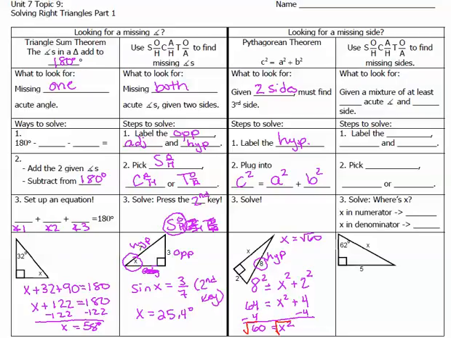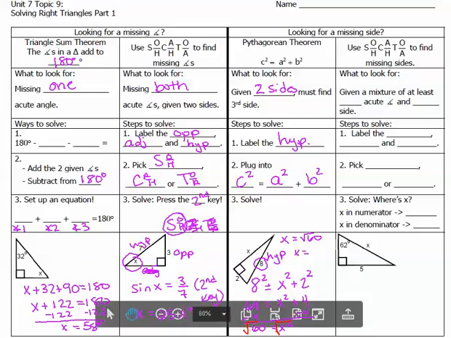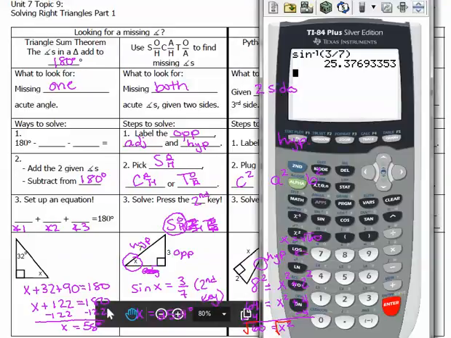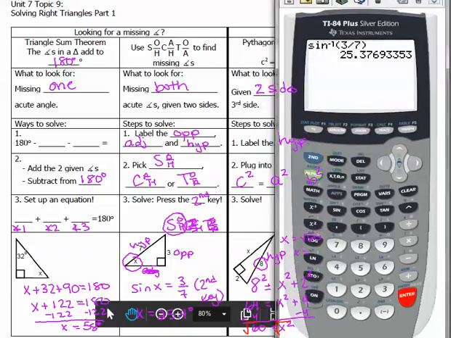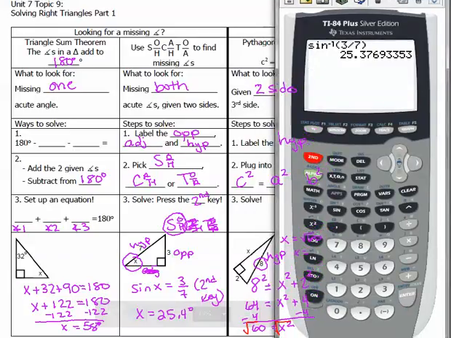I can simplify that radical, that would be topic 0, or I can plug that into my calculator and get a decimal approximation. When I plug the square root of 60 into my calculator, I get 7.7.